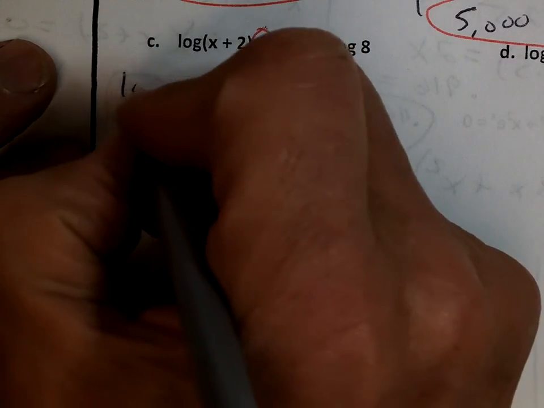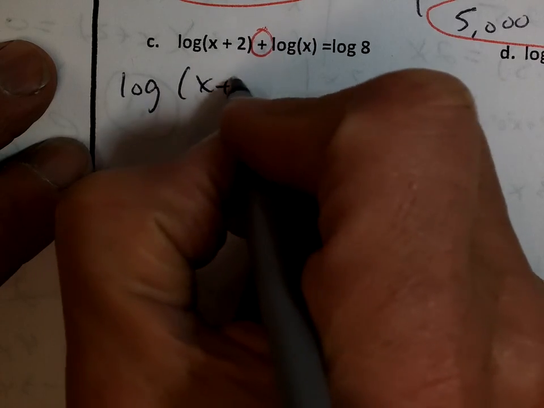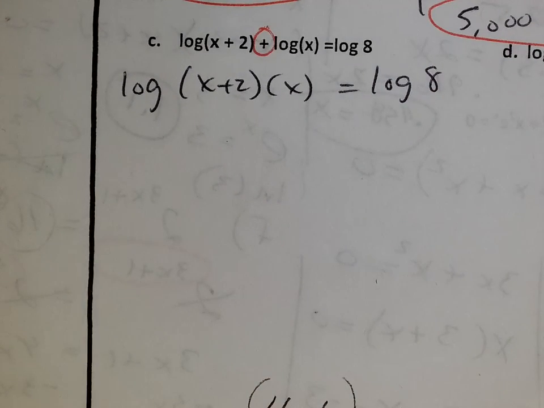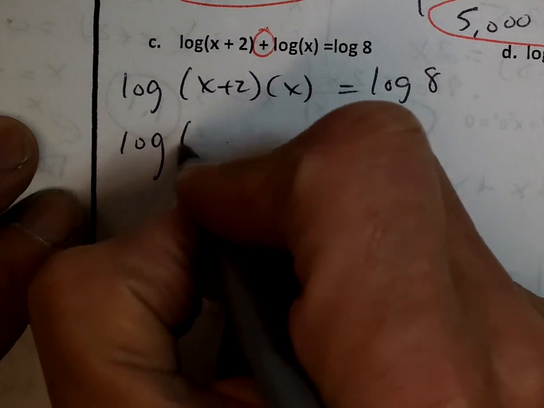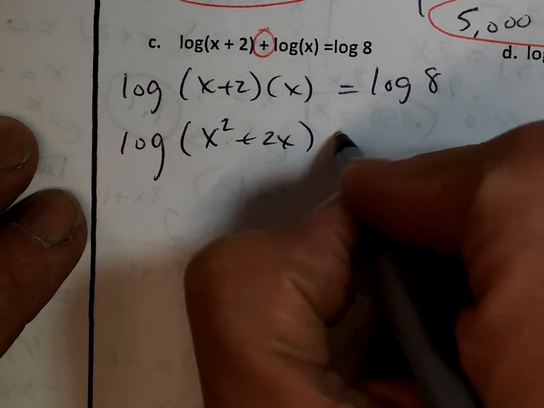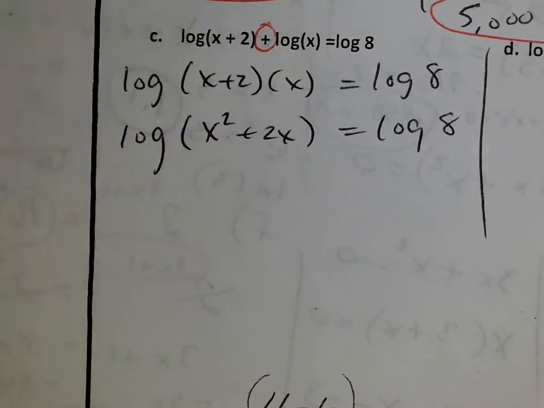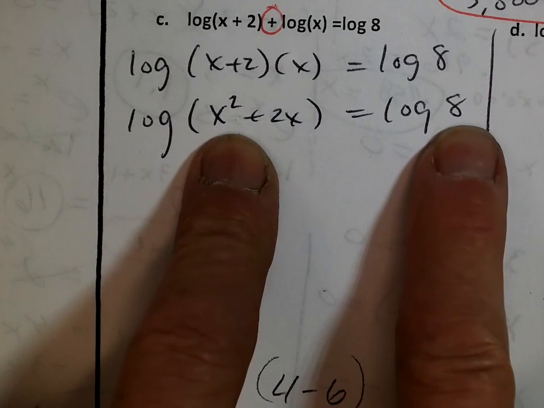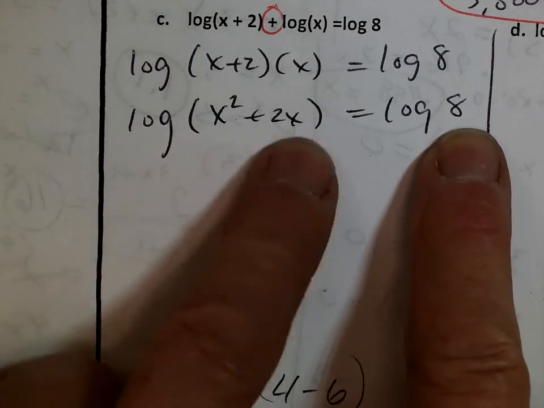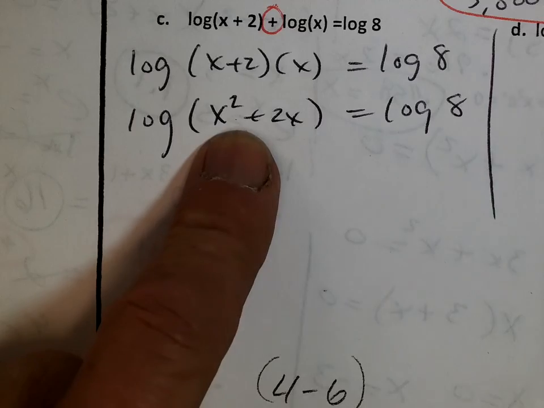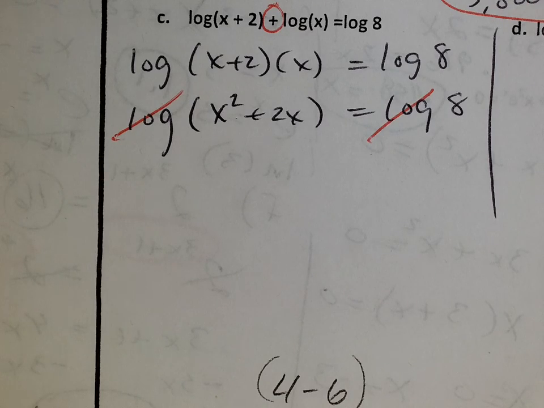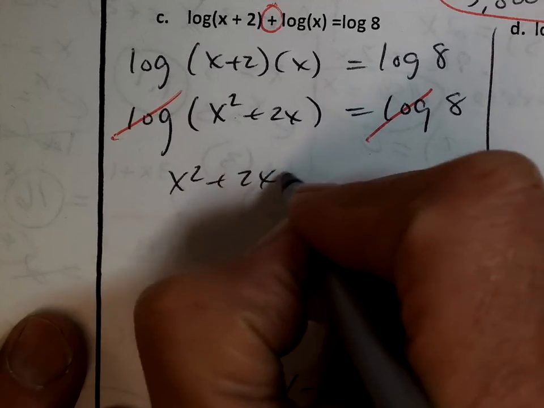So I'm going to rewrite this as log of x plus 2 times x equals log of 8. How am I doing? Or I'm going to get log of x squared plus 2x equals log 8. Okay? Now, it seems to make sense to me that log of something equals log of something, and the somethings need to be equal. Okay, I'll say it again. I got log of something and log of something. It seems to me that what's inside needs to be equal. Okay? So, technically you can't do this, but if you cancel out the logs, it kind of makes sense. I can prove to you why I can cancel them out, but you probably don't care. So then I'm just left with x squared plus 2x equals 8.